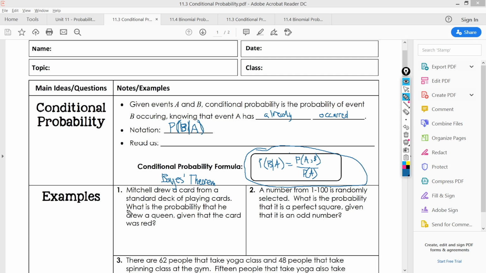So let's look at the problem. Mitchell drew a card from a standard deck of playing cards. What is the probability that he drew a queen given that the card was red? Since we're given that the card was red, what's the chance of getting a queen? Well, there are 4 queens, right? And 2 of them are black and 2 of them are red, if I remember correctly. I haven't played cards in a long time.